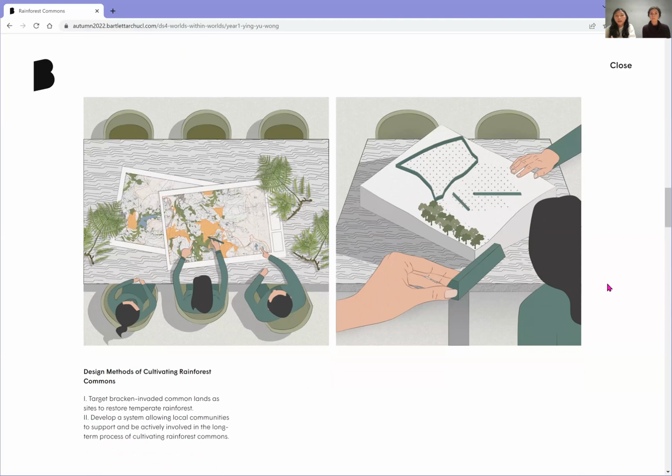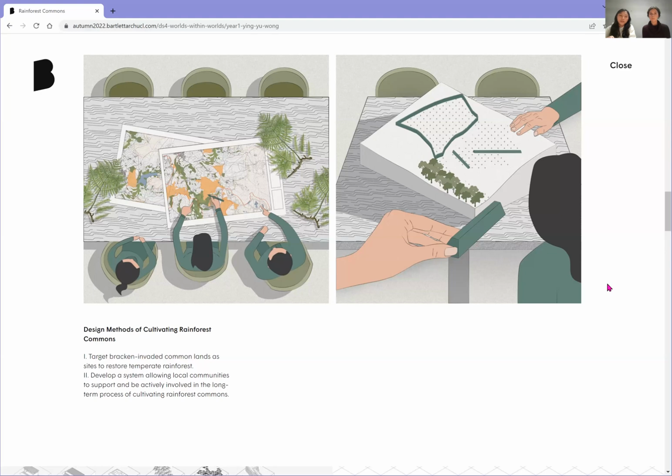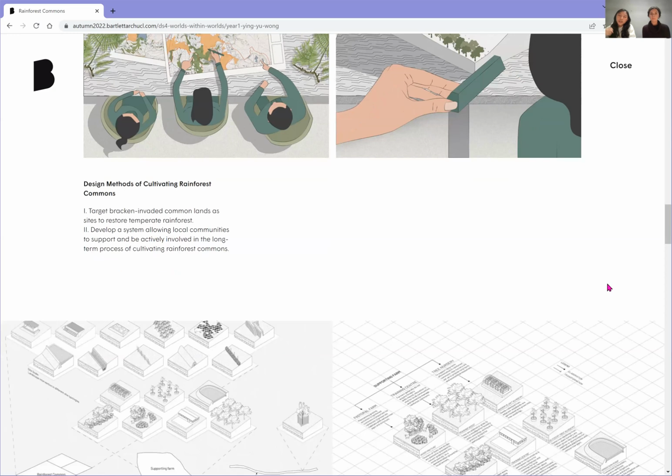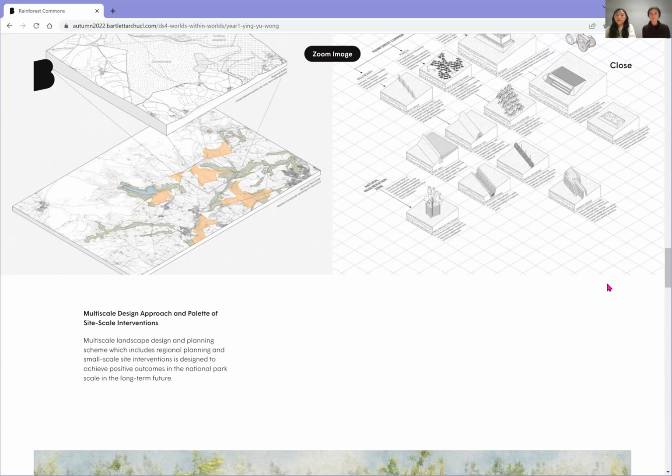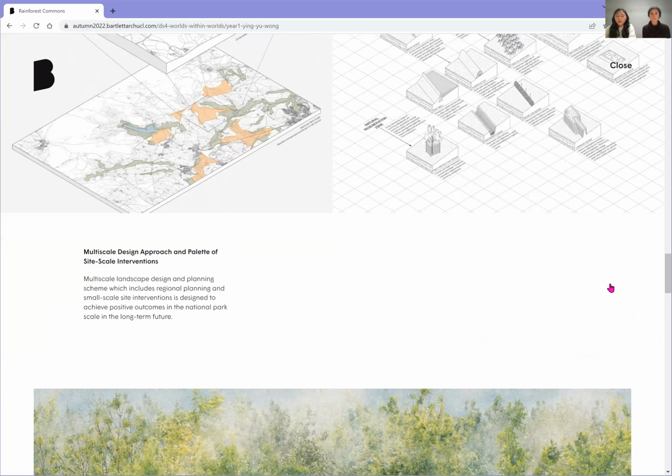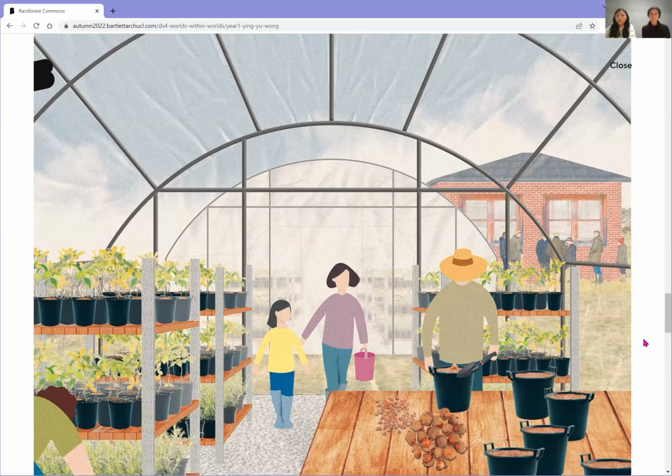So I tried to focus my design on the Brecon invaded moorland. So it's more site specific and also limiting my envisioning for the project itself. And I developed a series of multiple scale design systems and also smaller scale interventions to build up a big framework of it. And at the same time, it's a really deep timeline and vision, trying to look at how this restoration process could be done step by step and also how to engage with the community.